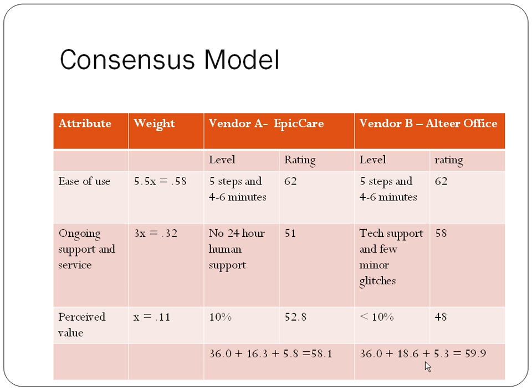Together, the experts rated ease of use 5.5 times more important than the least important attribute, ongoing support and service 3 times more important, and perceived value the least important. Note that the weights are organized so that they sum to 1.